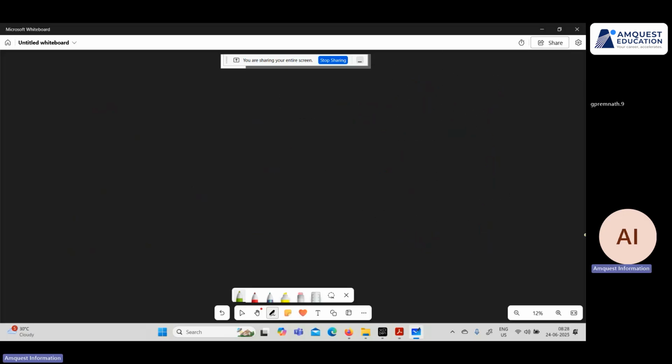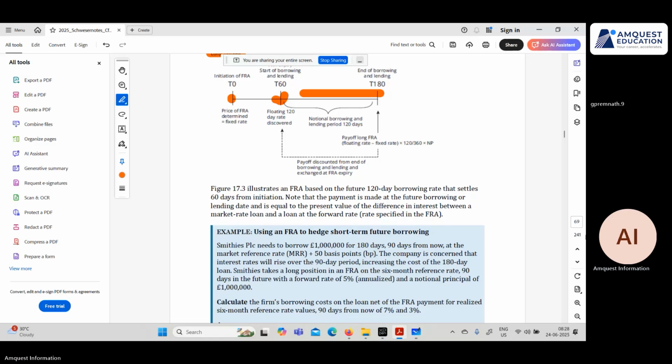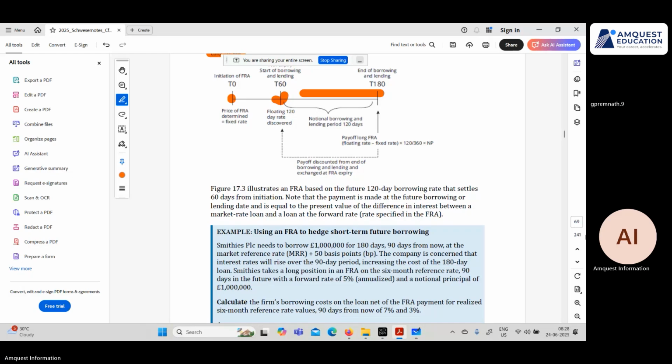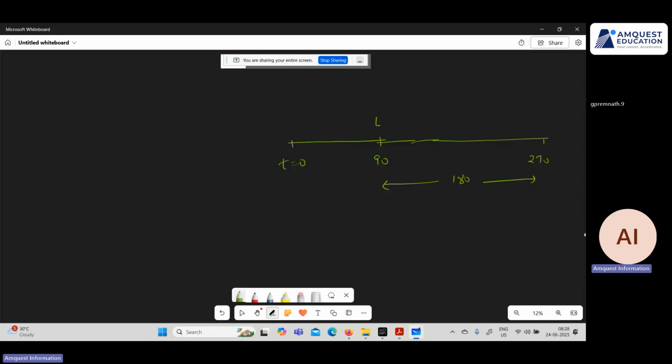So it says t equal to 0. And it says needs to borrow this money for 180 days from now. So this is 90, this is 270, because he wants to borrow for 180 days. Very clear. And at the market reference plus 50 bps. So whatever the market rate would be plus 50.